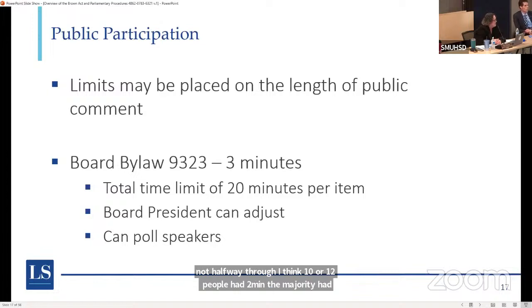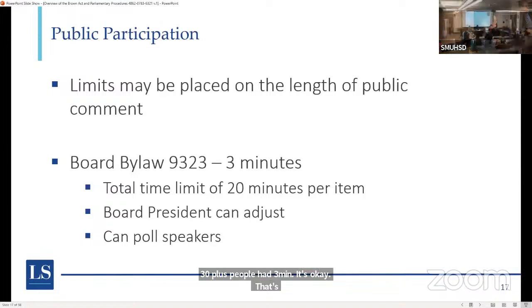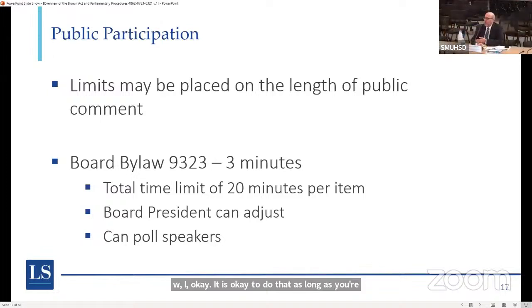That's okay. Good. It's okay to do that as long as you're being fair. You're not waiting for a particular person to get up and pouncing, and saying you get to control your meeting.